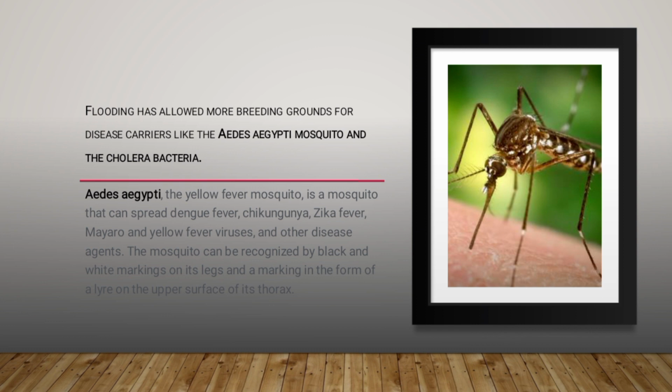Aedes aegypti, the yellow fever mosquito, is a mosquito that can spread dengue fever, chikungunya, Zika fever, Mayaro, and yellow fever viruses and other disease agents. The mosquito can be recognized by black and white markings on its legs and a mark in the form of a lyre on the upper surface of its thorax.